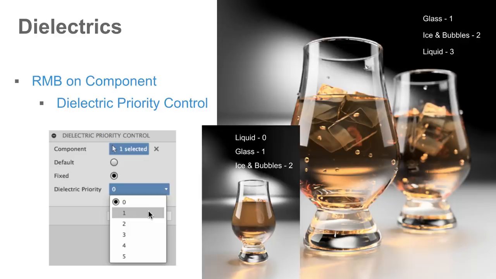Rendering is another thing that I'm going to be using slides to present. Dielectrics is something that was added in, I believe it was last year, perhaps even a year and a half ago, but this will enable you to create some pretty fantastic renderings. What it does is if you have multiple transparent materials, like in this case we have our whiskey or whatever that is, the liquid we'll call it, we have the ice and bubbles, and we have the glass, you want to really control how the light is refracting off these things. And this dielectric priority control is going to enable you to do this. You right click and access these dielectric priority controls.